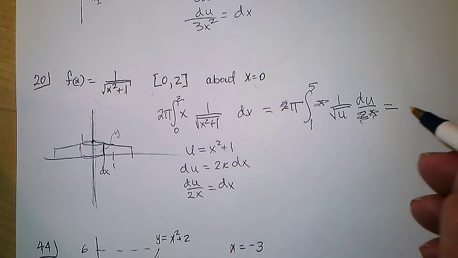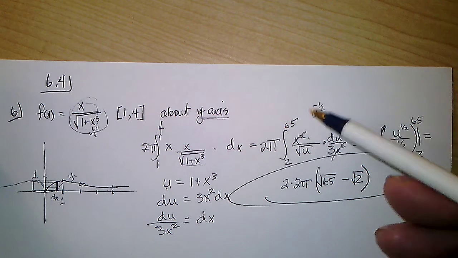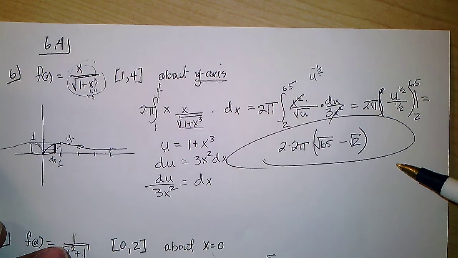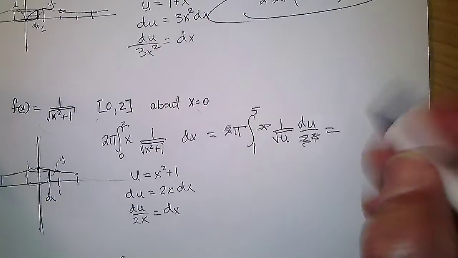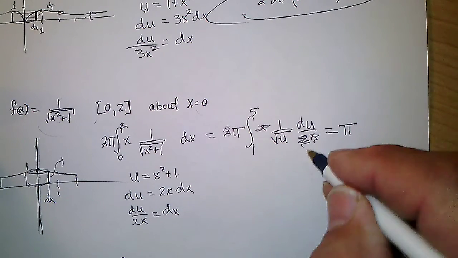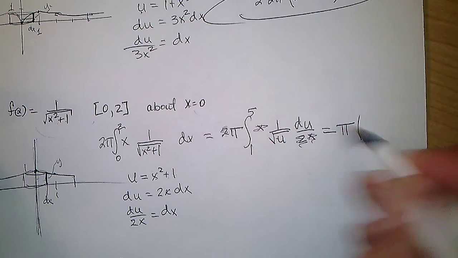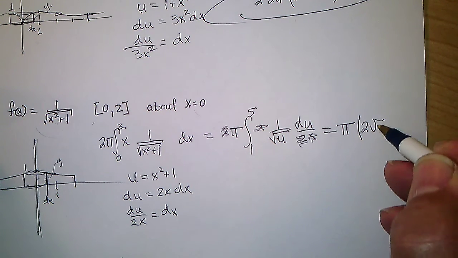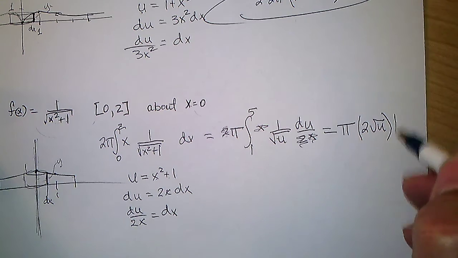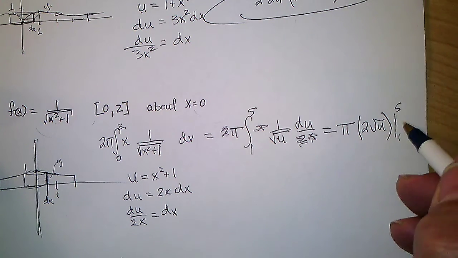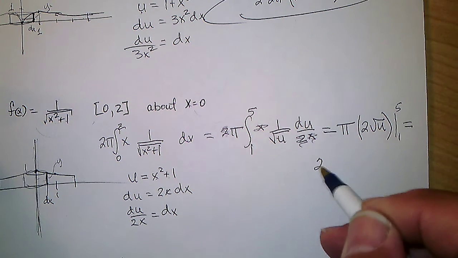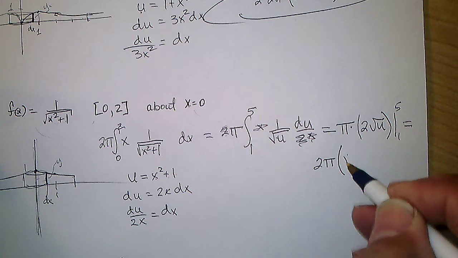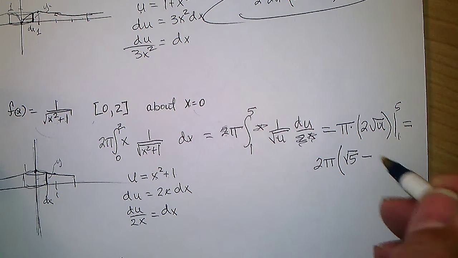The integral of 1 over the square root of u, that's u to the negative 1/2. When we integrate it, we get u to the plus 1/2, so we get pi, the 2 is canceled, u to the 1/2 over 1/2, so that's 2 square root of u, evaluated from 1 to 5, which is 2 pi. We can pull the 2 out of this and do square root of 5 minus square root of 1.